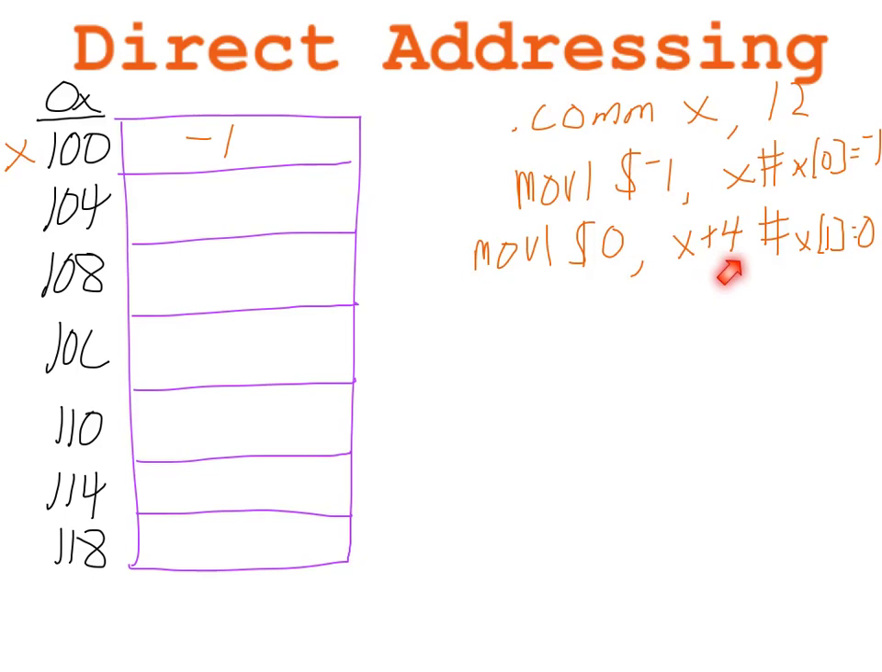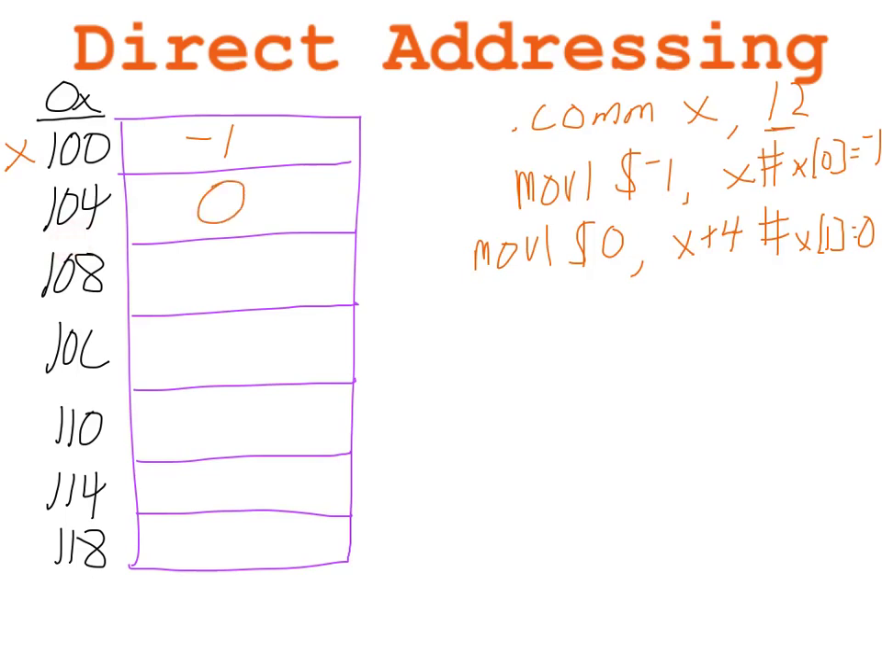So, and that's it. So we're going to move 0 into the address of x. The address of x is 100. But before we go and move 0 there, we want to add 4 to that address. So 100 becomes 104. So we're going to go to address 104 and we're going to write our value 0 there. It's pretty easy, right?